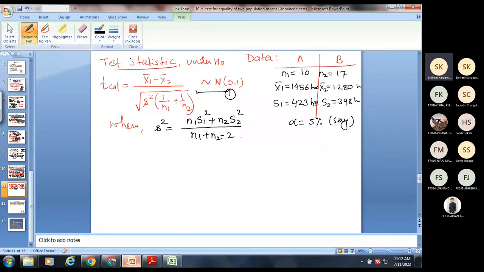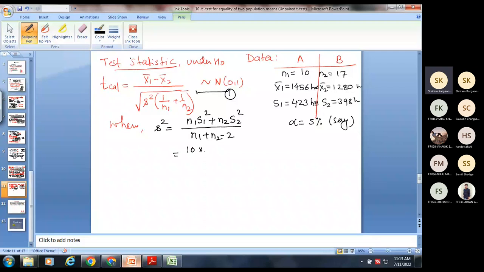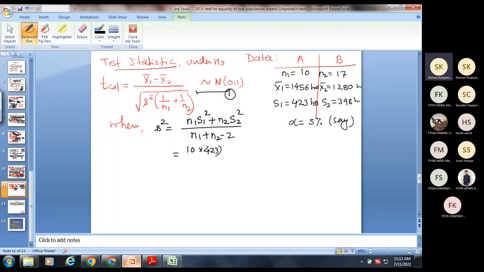What is n1? 10. 10 into what is s1? 423 squared, plus what is n2? n2 is 17 into what is s2, the sample standard deviation? 398 squared. Upon what is n1? 10 plus 17 minus 2. Since there are two groups, two will be subtracted.